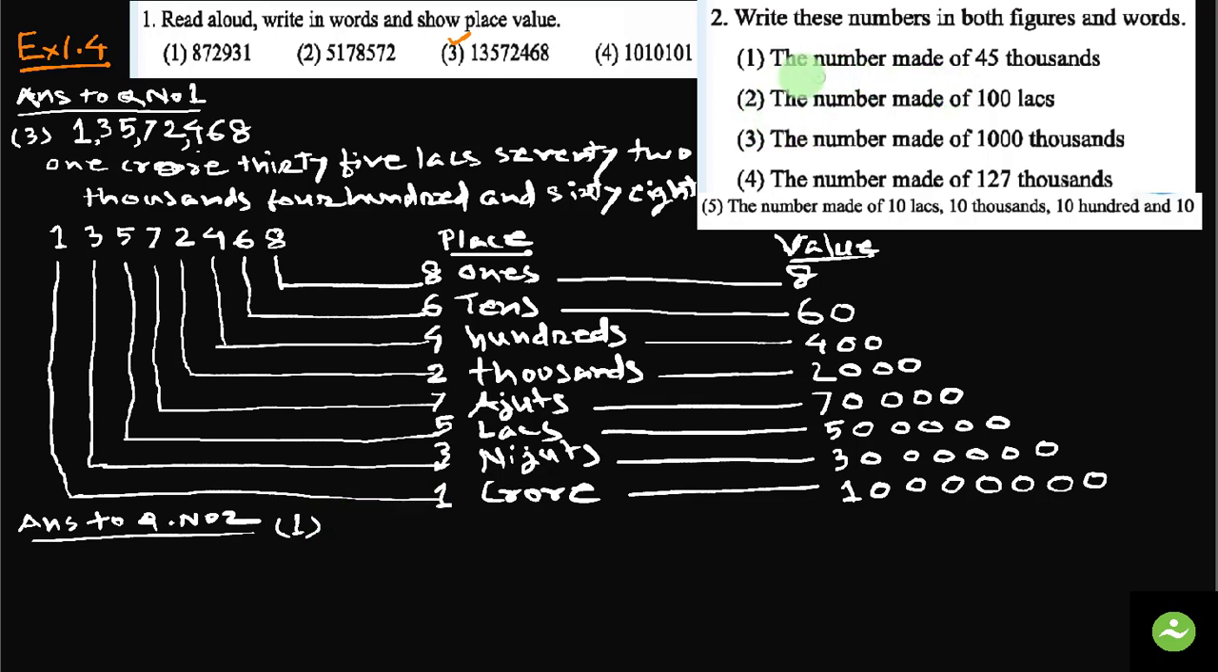Number 1. What we have to do is write the numbers in figures and in words. First one, 45,000. 45,000 means 30. This makes thousands. So ones, tens, hundreds, thousands, 10,000. So it should be 45,000 in words. Let us write it, 45,000.